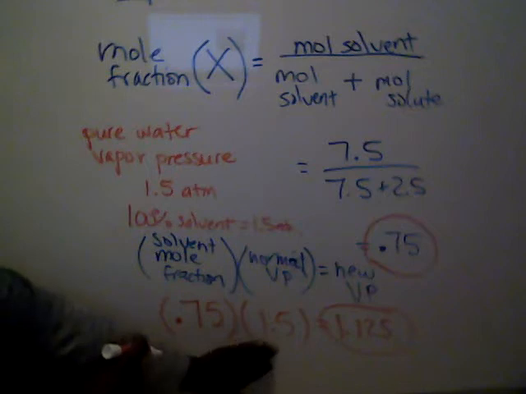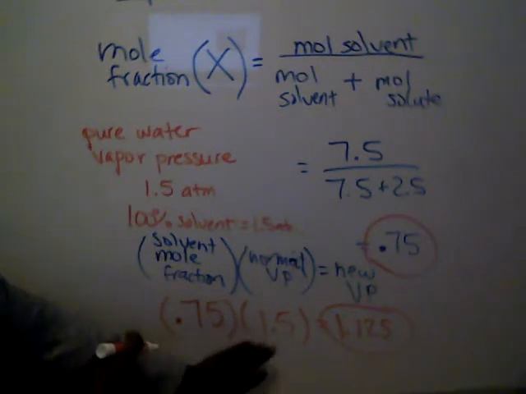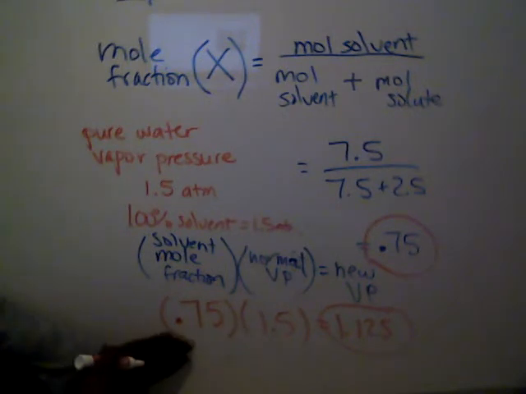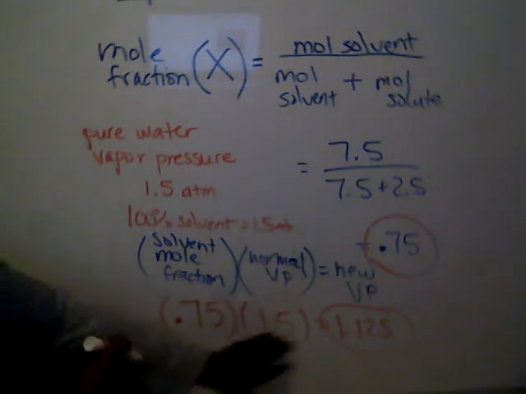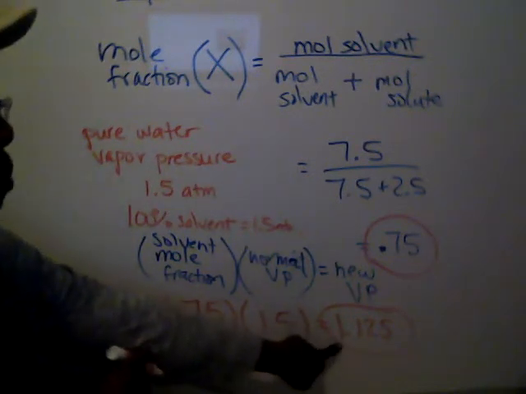So if it's pure solvent, so it's not a mixture at all, we should get 1.5. We're not able to get all of that 1.5 because we have a mixture. And so instead of 100% solvent, we only have about 75% of the solvent. So we're only able to get about 75% of this number. So our vapor pressure goes from being 1.5 if it were not a mixture to now, it being a mixture, we're only able to get about 1.125.